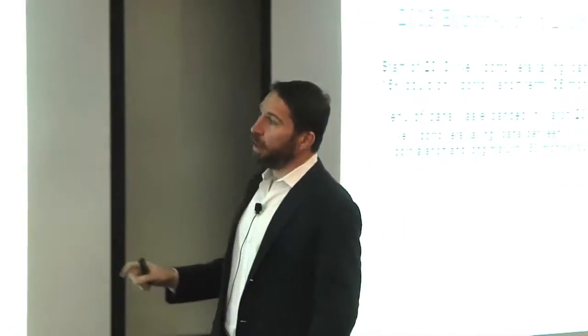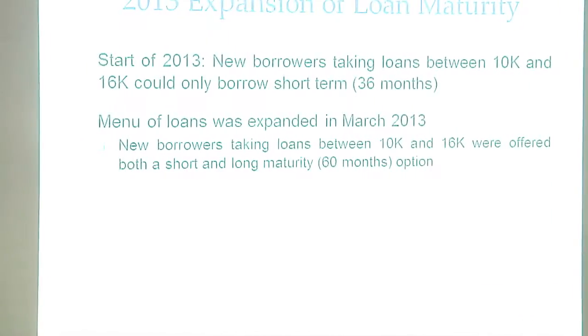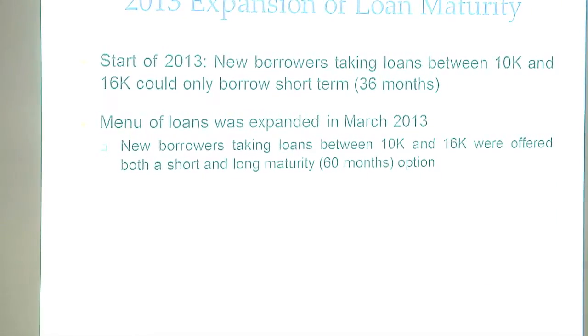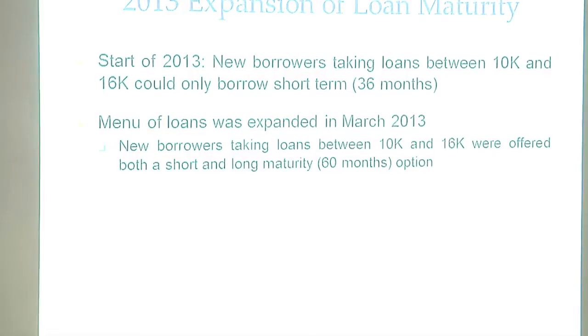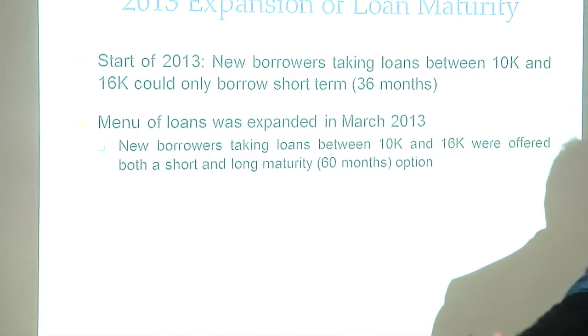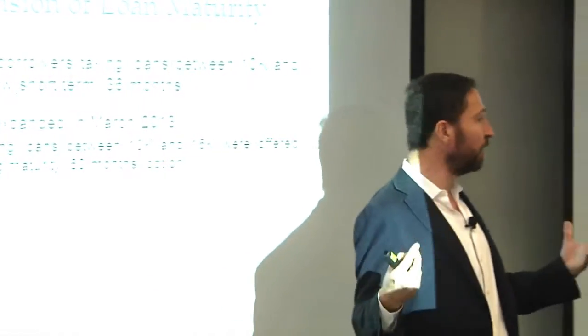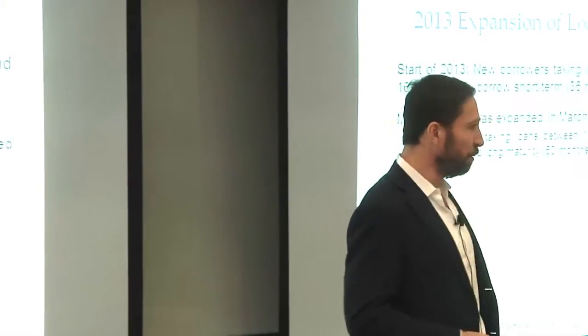In March they expanded that. So if you wanted to borrow in one of those amounts, you were then offered two choices: a short maturity loan or a long maturity loan. So this is just like the experiment that we set up a couple of minutes ago.